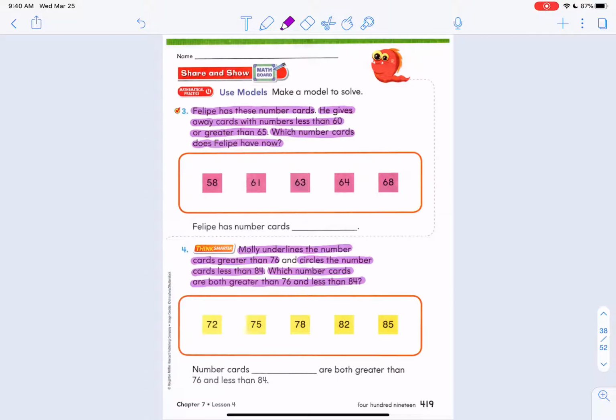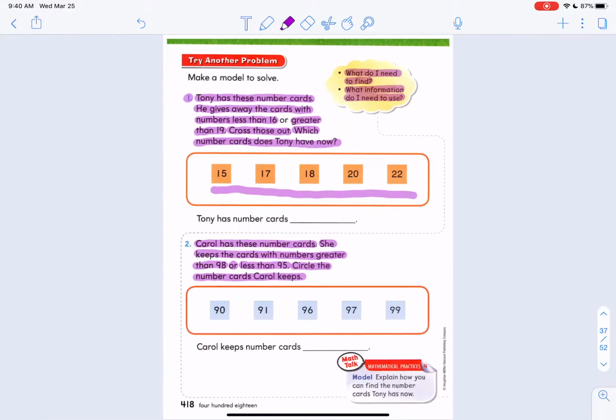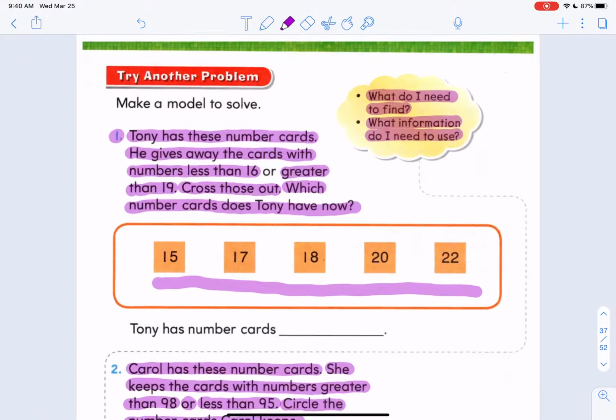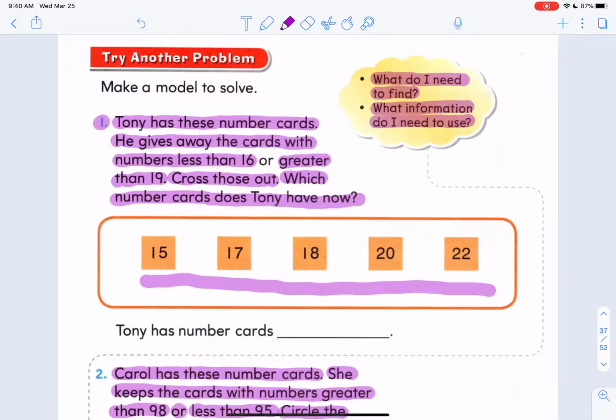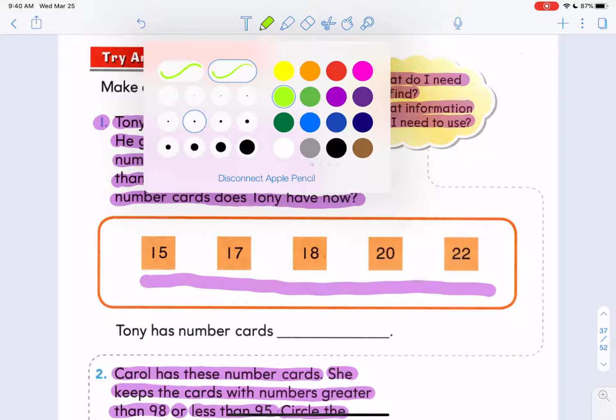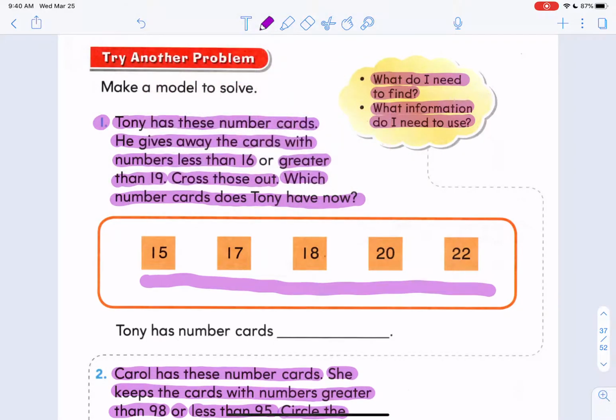La, la, la, la. Did you pause the video? Did you do all your problems? Okay, let's go back to problem number 1. I'm going to get my pen. I'm going to pick a different color because why not?